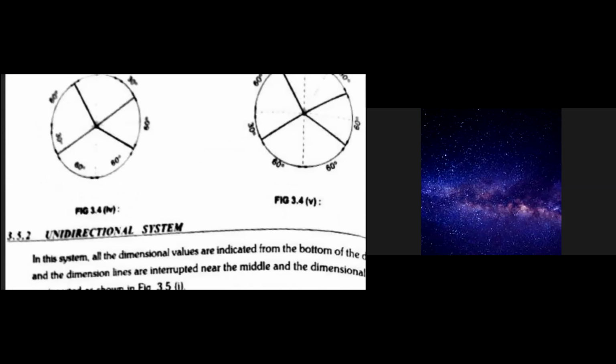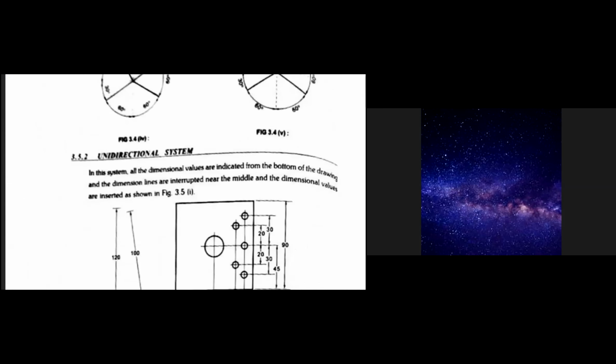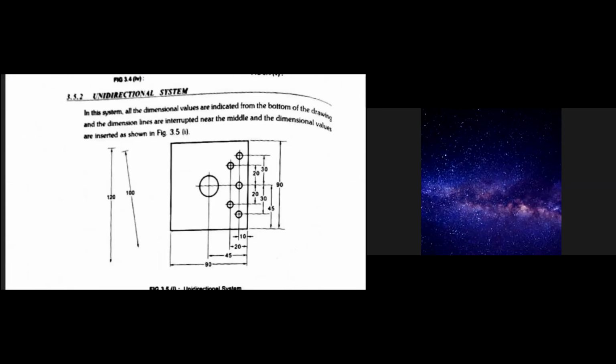And the next system is the unidirectional system. For the same figure, you can write the dimensions in unidirectional. Uni means unique direction. In this system, all the dimension values are indicated from the bottom of the drawing only, not from any side, right side or left side. Only from the unique direction, that is only from the bottom direction, we can write the dimension value of the given figure.